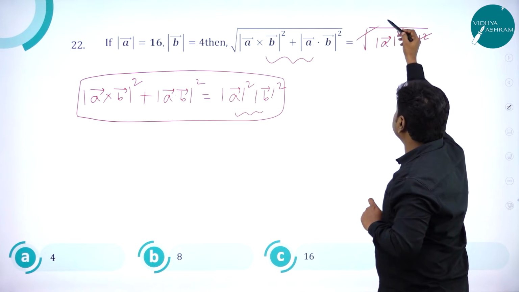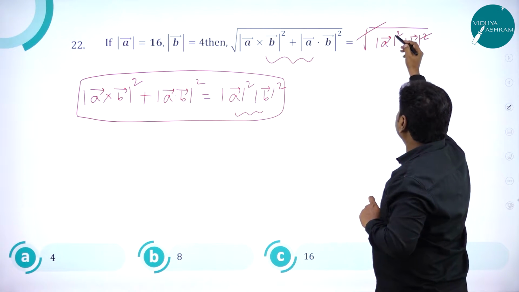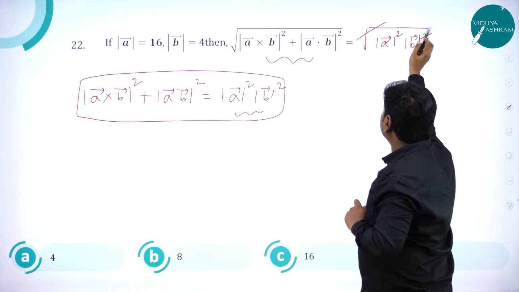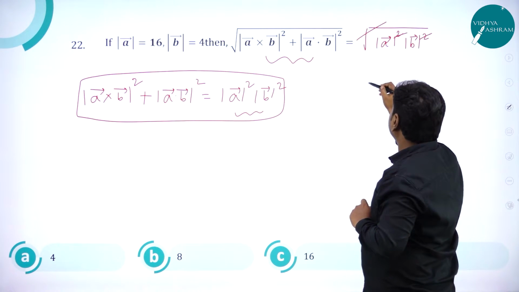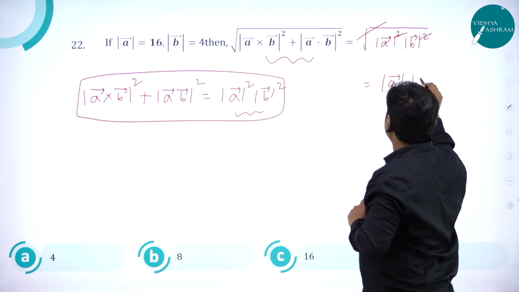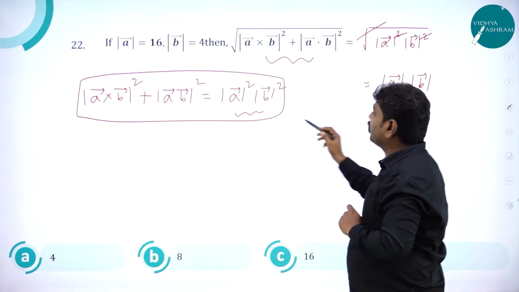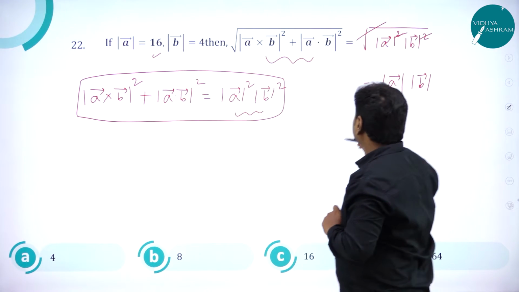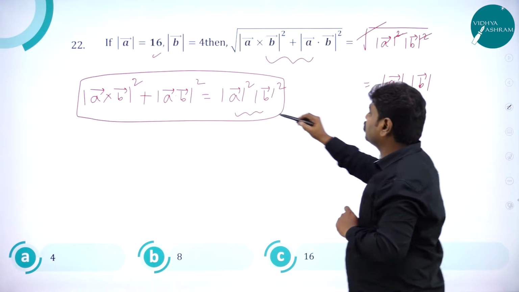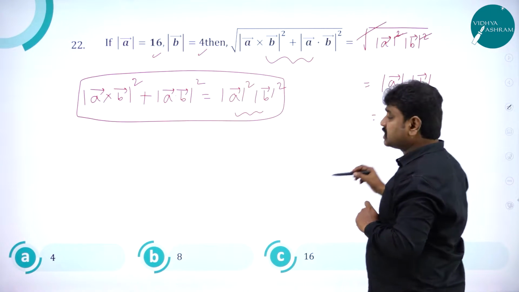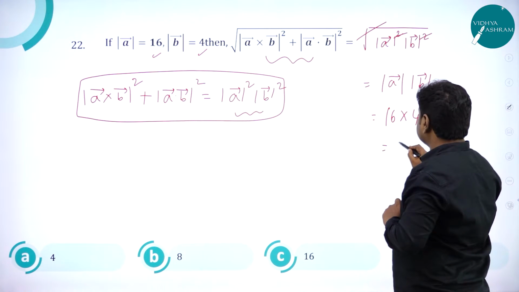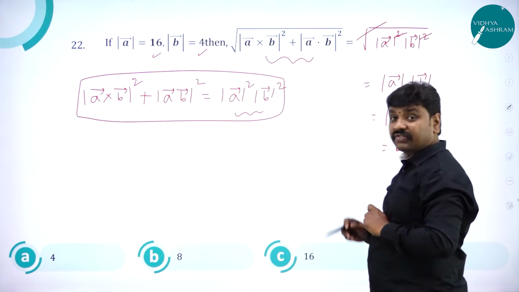So the square root cancels. Magnitude A square, magnitude B square, so the square root will cancel. We will be left with magnitude A into magnitude B. They have given magnitude A. What is magnitude A? 16. Magnitude B is also given. What is magnitude B? 4. 16 into 4 is 64. Is it easy and faster or not?